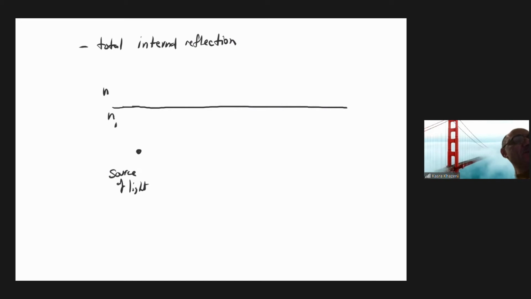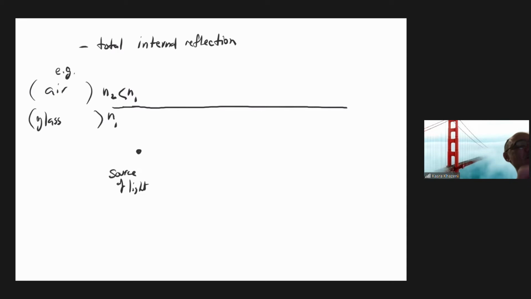This effect is actually pretty important. I'll tell you why in a second. Suppose the source of light is here, in a medium, say this is N1 and this is N2, and N1 is larger than N2. The examples are glass here and air here, just as examples.